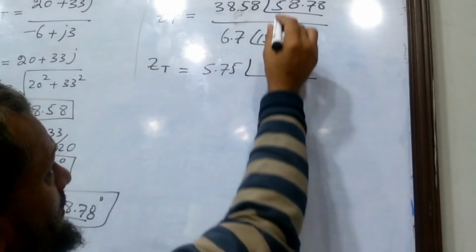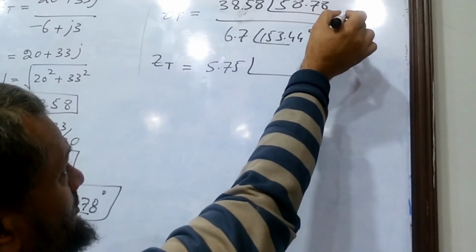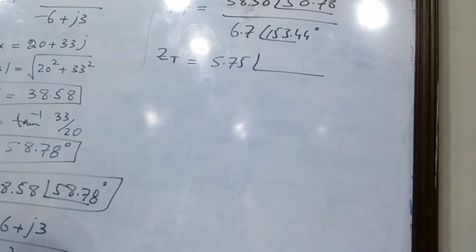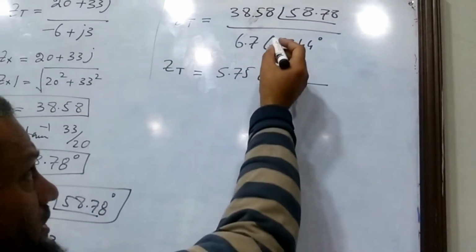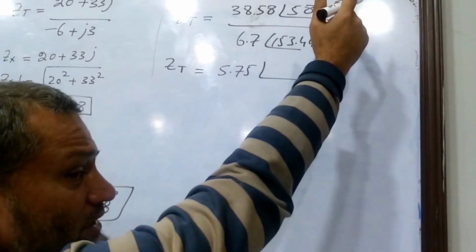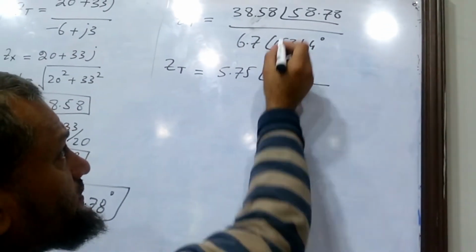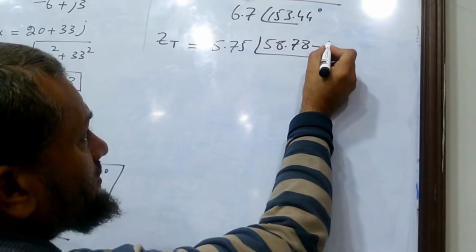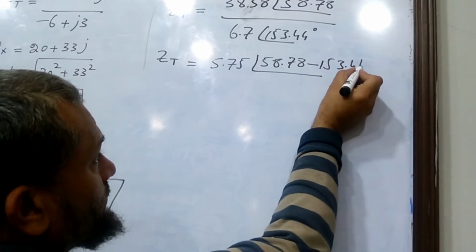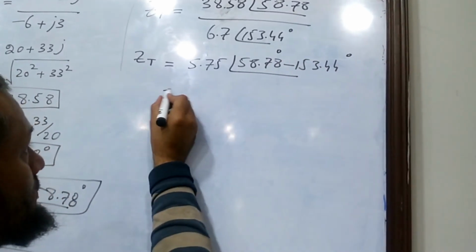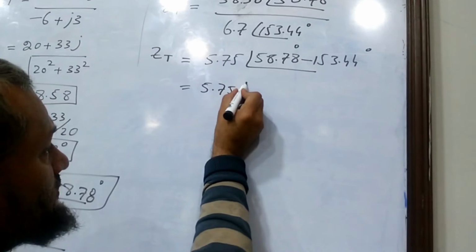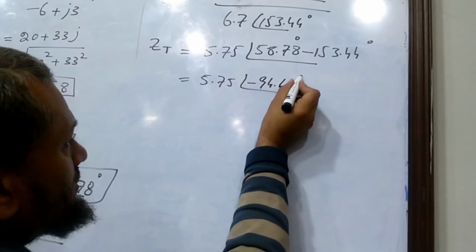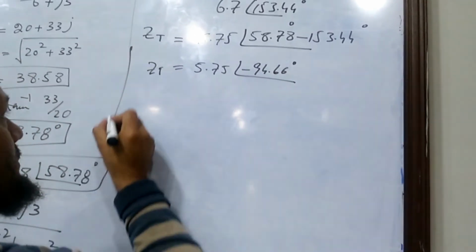At angle 58.78 minus, when you move the denominator up, the angle will be minus. If it is plus, then it will become minus. So that is 58.78 minus 153.44, which is minus 94.66. So that is 5.75 at angle minus 94.66. That is Z total.